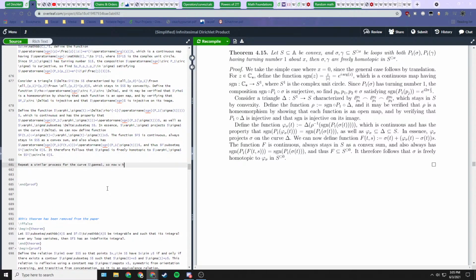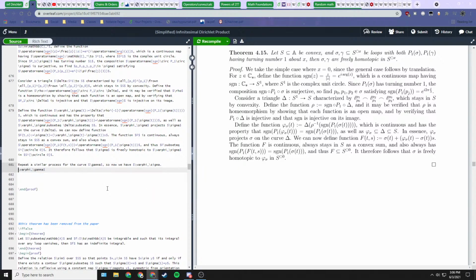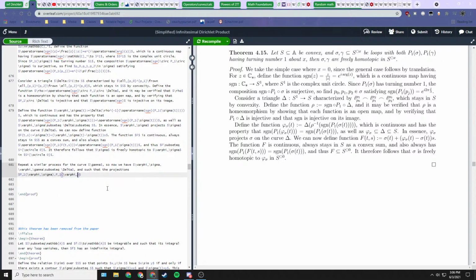Now we have varphi gamma and varphi sigma as being subsets of delta, and such that, actually we can say, the projections P1 varphi sigma and P1 varphi gamma still have turning number 1.